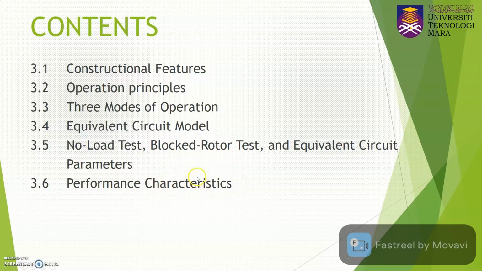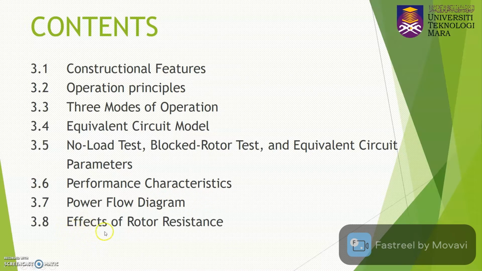After that we are going to learn how to calculate the performance characteristics. This will include performance measures such as the voltage regulation and the efficiency of the induction machines. Then we are going to see the power flow diagram. In this subchapter we are going to learn several types of power related to the induction machines. Last but not least, we are going to see the effects of rotor resistance. In this subtopic we are going to see what will happen to the performance of the induction machines when we have various different values of the rotor resistance.